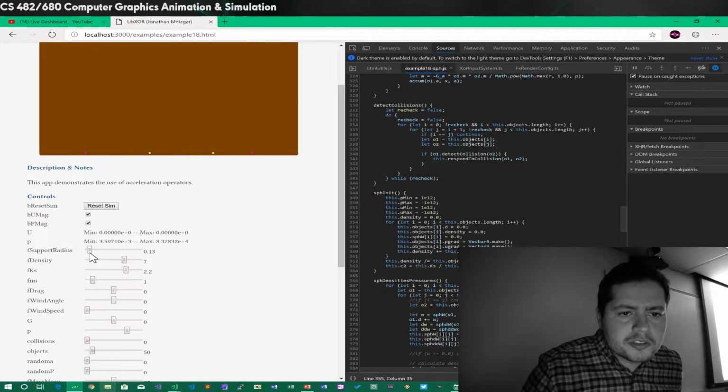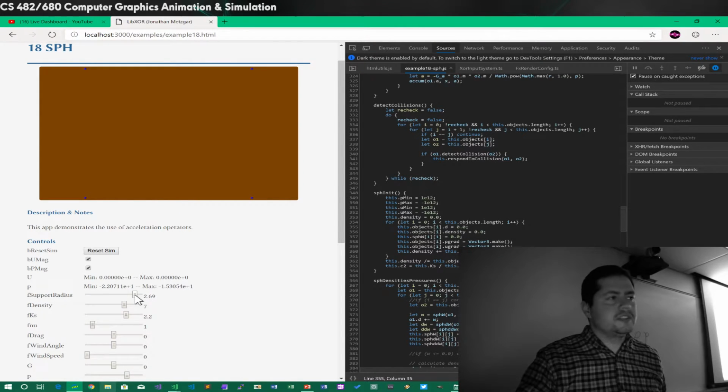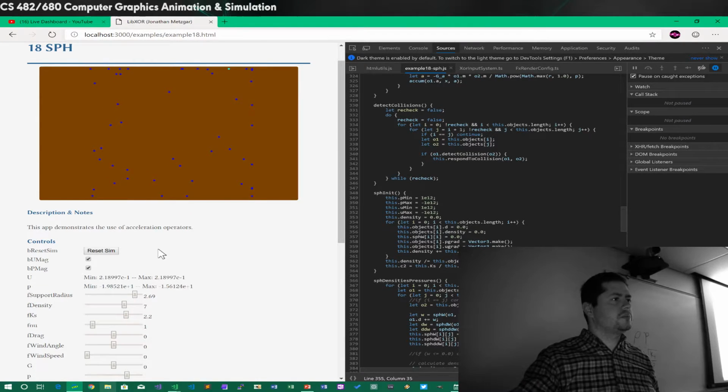Oh, okay, interesting. I'm changing the support radius, but if I increase the... Okay, they're all technically 0. Oh, because they're not moving. There's no pressure, there's no velocity. So if I hit reset, cool. Okay, well that fixed some of the problem.